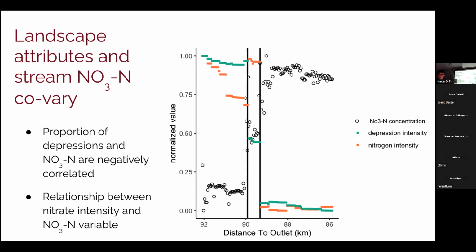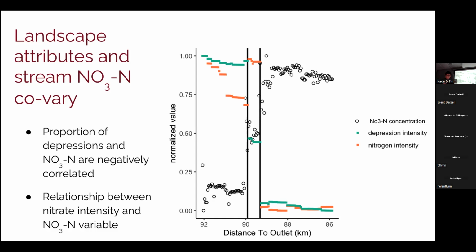So at this first ditch confluence, we see an increase in nitrate concentration and a decrease in depressional areas. At the second ditch confluence, we again see an increase in nitrate concentration and a decrease in depressional areas. So there's this negative correlation between the amount of these internally drained features on the landscape and stream nitrate concentrations, an indication that these are potentially sites of increased transformation, of denitrification.